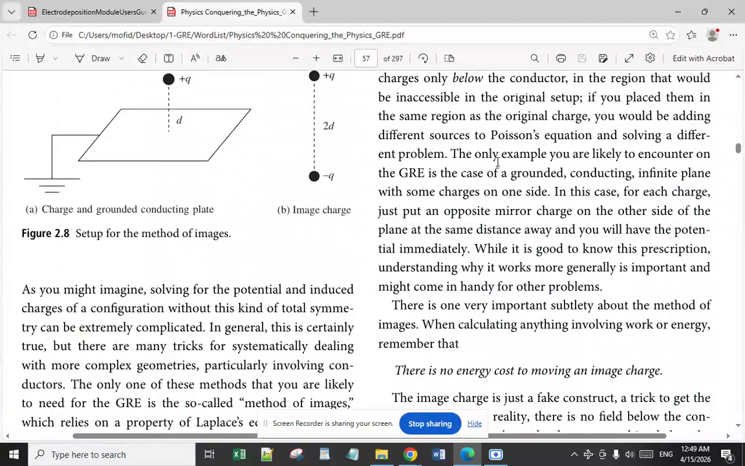The only example you're likely to encounter on the GRE is the case of a grounded conducting infinite plane with some charge on one side. In this case, for each charge, just put an opposite mirror charge on the other side of the plane at the same distance away, and you will have the potential immediately. While it is good to know this prescription, understanding why it works more generally is important and might come in handy for other problems.